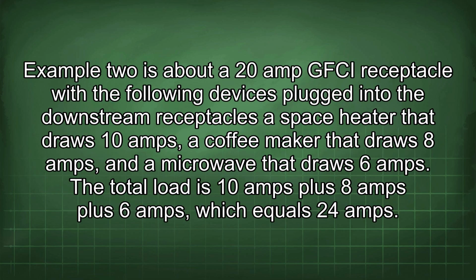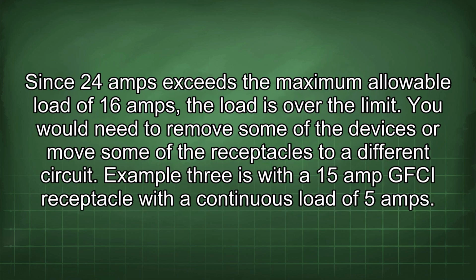Example 2 is about a 20 amp GFCI receptacle with the following devices plugged into the downstream receptacles: a space heater that draws 10 amps, a coffee maker that draws 8 amps, and a microwave that draws 6 amps. The total load is 10 amps plus 8 amps plus 6 amps, which equals 24 amps. Since 24 amps exceeds the maximum allowable load of 16 amps, the load is over the limit. You would need to remove some of the devices or move some of the receptacles to a different circuit.